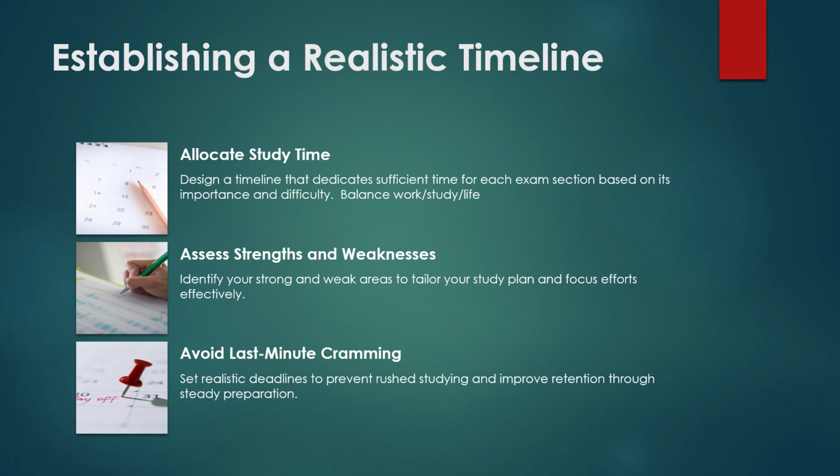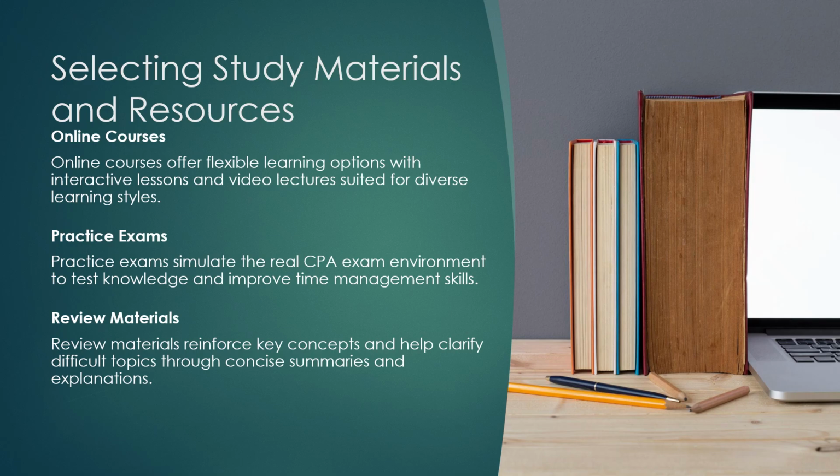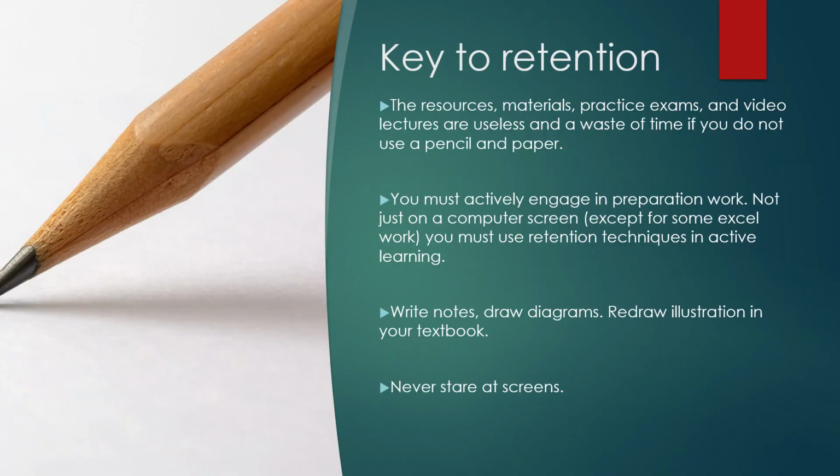Okay. Assess your strengths and weaknesses. So take a good hard look at what you were strong at and what you cheated yourself out of and you're weak. Now you're going to have to fill in the time there. Okay. So select your resource materials. There's online courses, there's practice exams, there's review materials, and there's review courses that work very well and are structured around the blueprint as well.